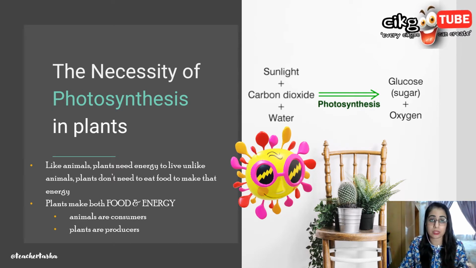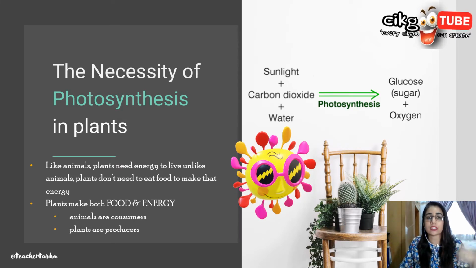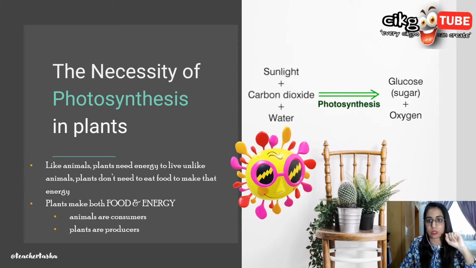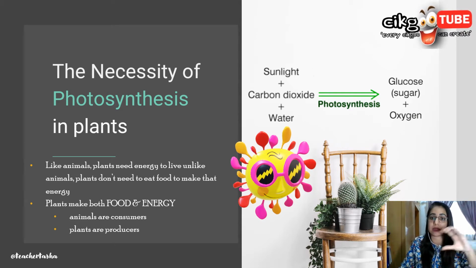Photosynthesis is also important as it produces oxygen. Yes, main point, oxygen, which is used for respiration by all living organisms, and it also helps in maintaining the content of oxygen and carbon dioxide in the atmosphere. So you have to remember that the carbon dioxide and oxygen balance is due to photosynthesis.